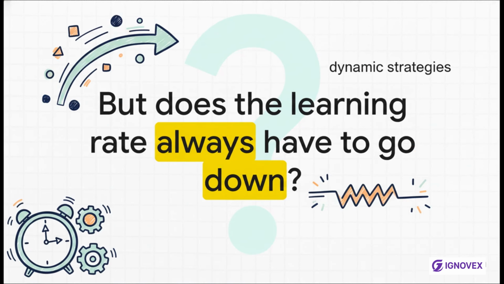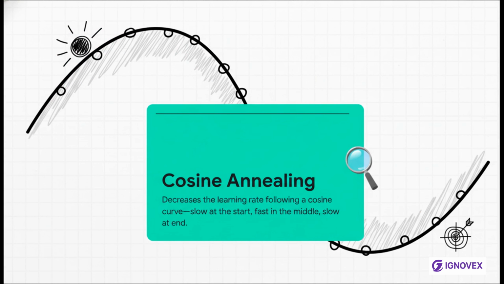Okay, this is where things get really interesting. So far, every strategy we've talked about is based on one idea: start big, end small. But does the learning rate always have to go down? What if that's not the best approach? This one question completely changes the game and opens the door to some really clever modern strategies. And that question leads us to a much more elegant approach, cosine annealing.